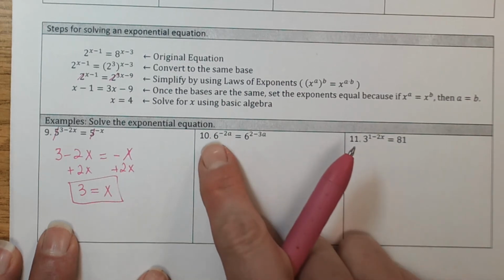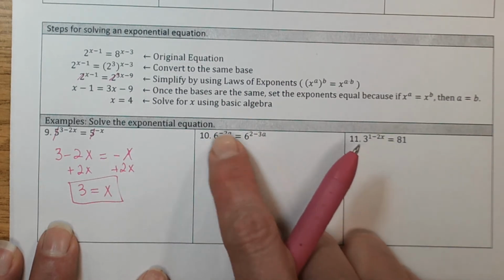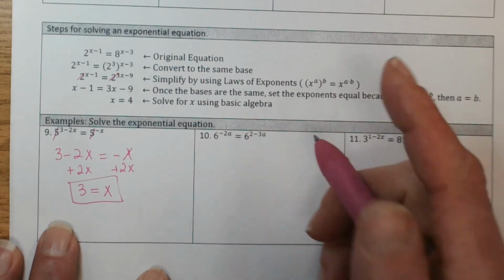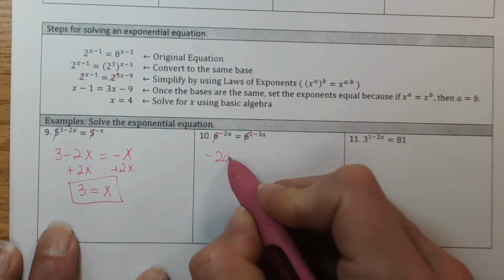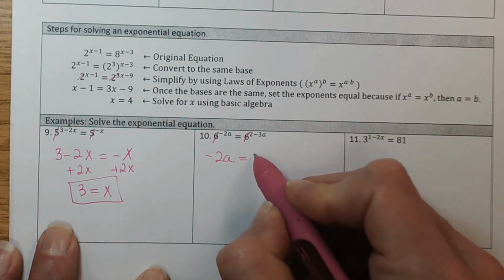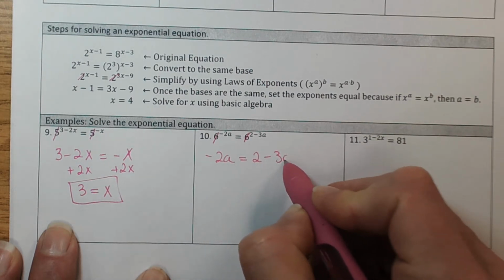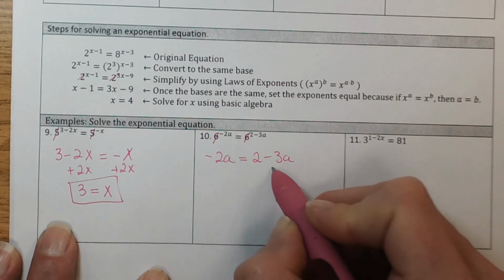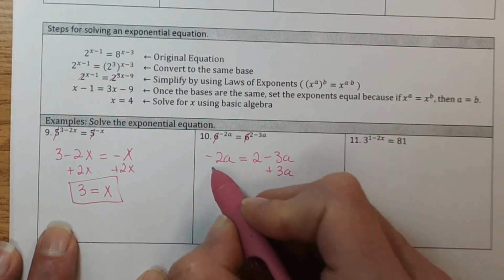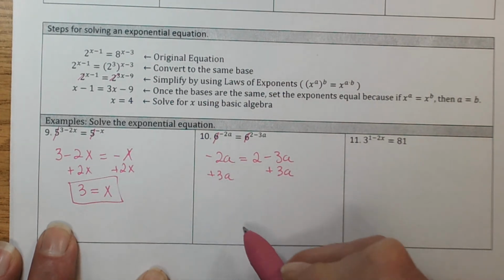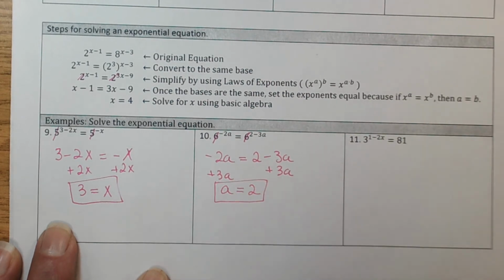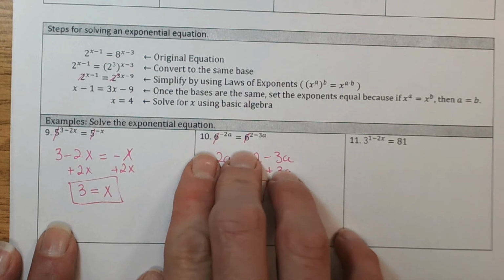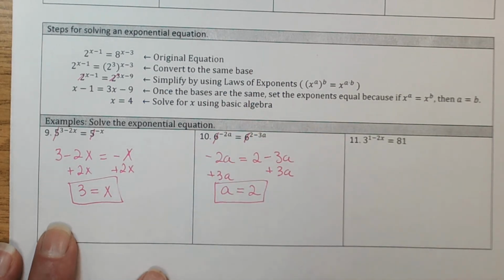All right, so again, I see another one. My bases are already the same here. So I can just cross out the bases, and then I have negative 2a is equal to 2 minus 3a. So I'm going to go ahead and solve this equation now. I'm going to add the 3a to both sides. So I have a is equal to 2. Again, because if the bases are the same, then the exponents have to be the same.